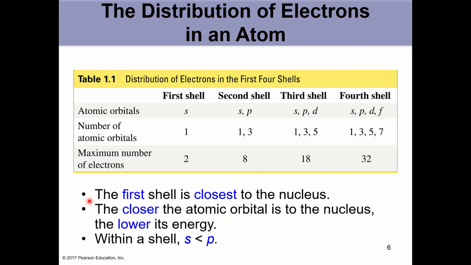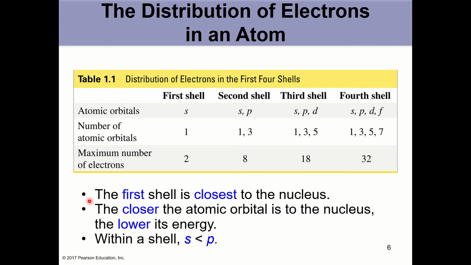Row 2 would be the second shell. In the second shell, the atoms have access to S atomic orbitals and P atomic orbitals. In the third shell, which encompasses atoms in row 3, we have S, P, and D type orbitals. And in the fourth shell, or the fourth row of the periodic table, the orbitals available are S, P, D, and F.